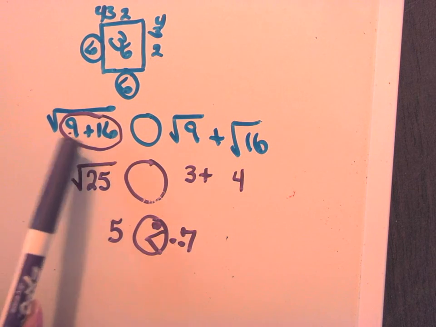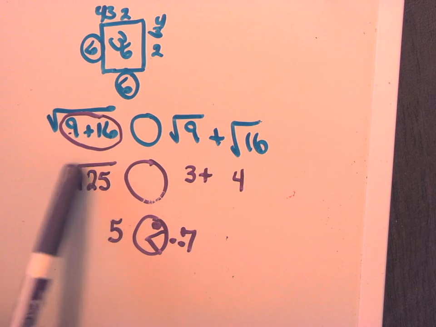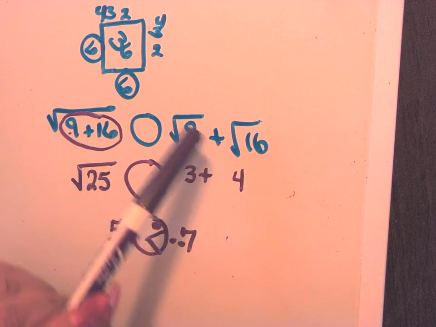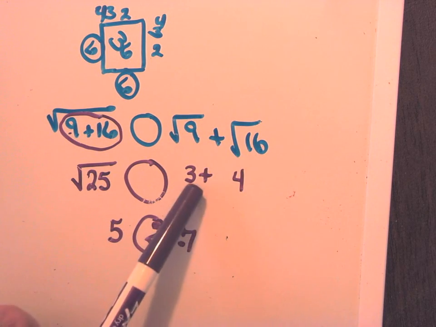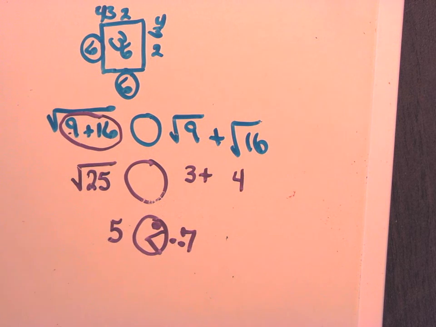Again, 9 plus 16, you do that first. We get a 25. It's still a square root. We haven't found the square root yet. All we've done was added it together. Over here, 2 individual pieces, so we're going to find the square root of this one, the square root of that one, then add them together. All right, as you see, it gives you 2 separate answers.